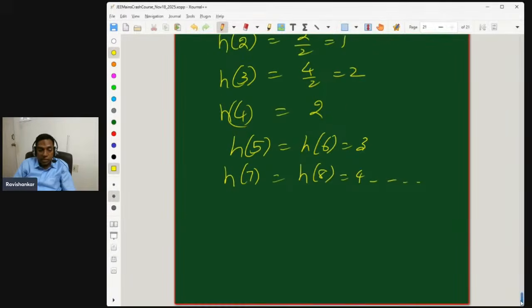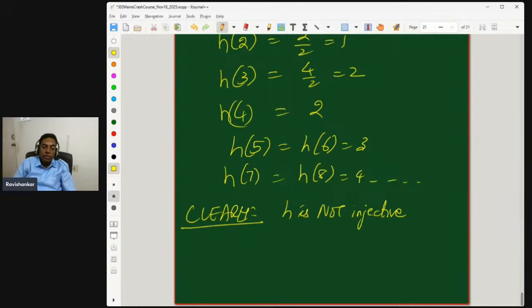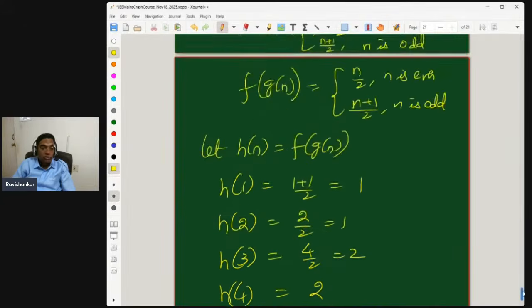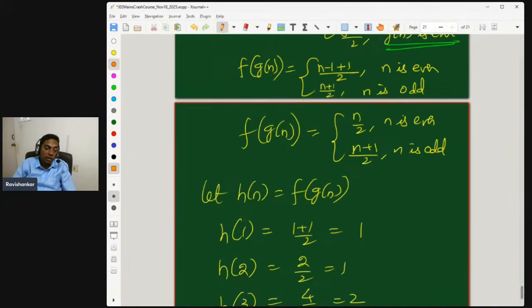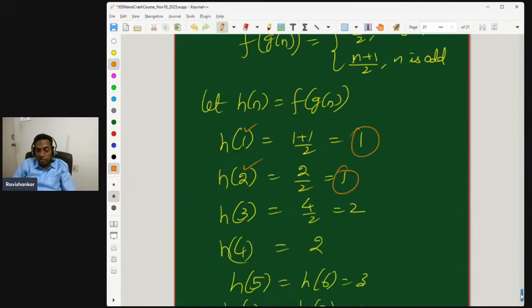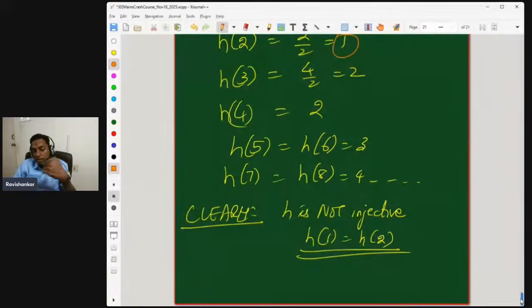So you can see that clearly, or I hope it is clear, h is not injective because you have h of 1 equals h of 2 and 1 is clearly not equal to 2. So two numbers, 1 and 2, give the same image 1. Two numbers give the same image 2. Two numbers give the same image 3. So clearly not injective.